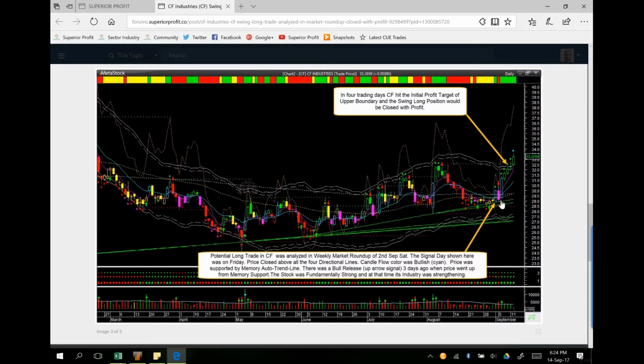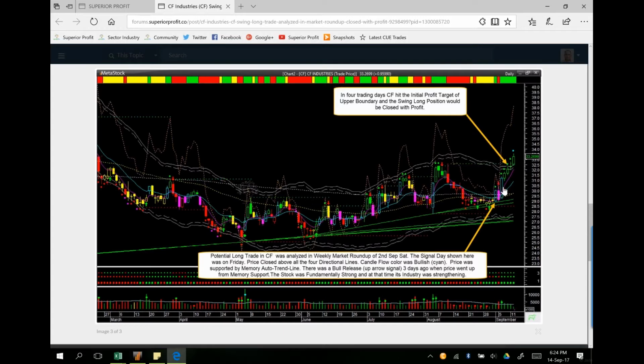This doesn't happen often, and just by looking at the chart during my weekly market roundup, within 10 seconds, I told the trader that this chart looks appealing. The stop loss would be just below recent low, which was strongly supported by multiple memory trend lines, these green trend lines. It was preceded by multiple bull release signals, these up arrows. And while the cyan candle was formed, I saw this dotted line also tilted up.